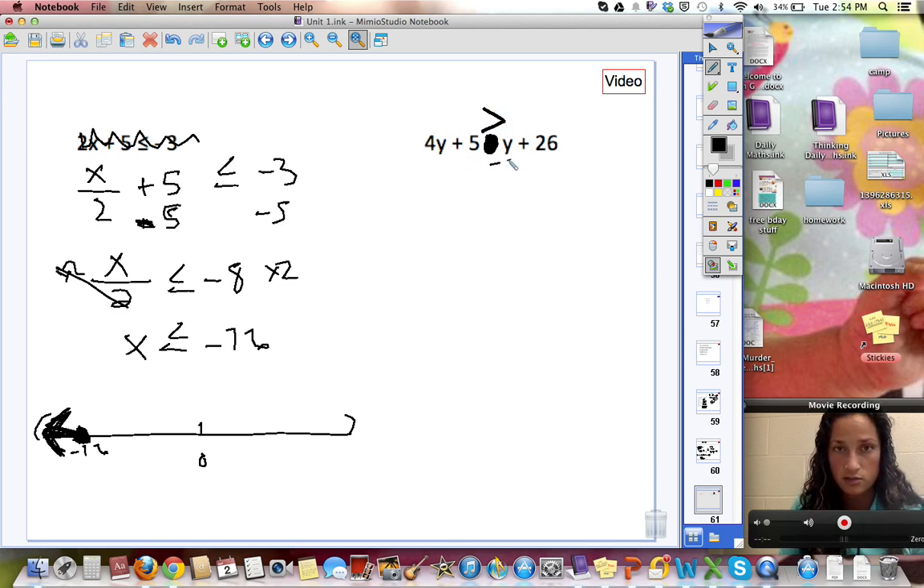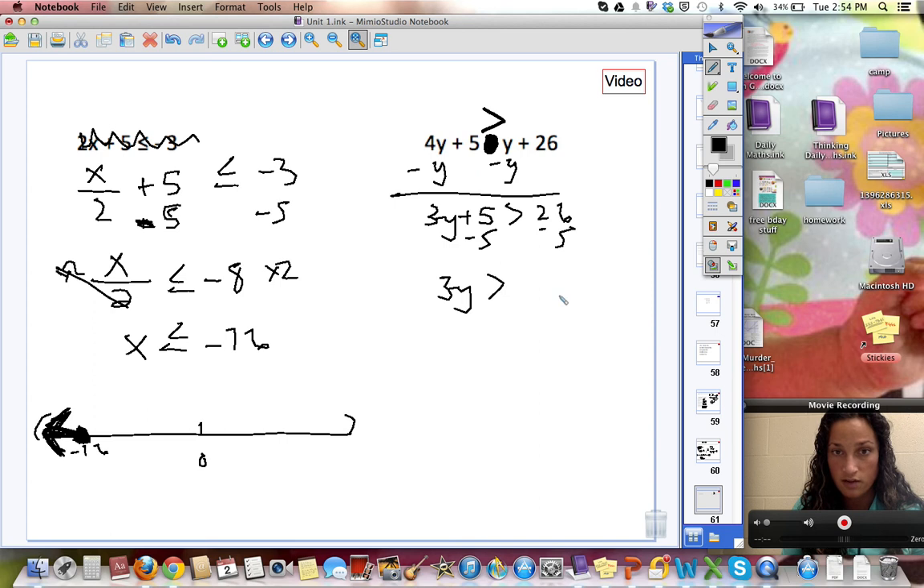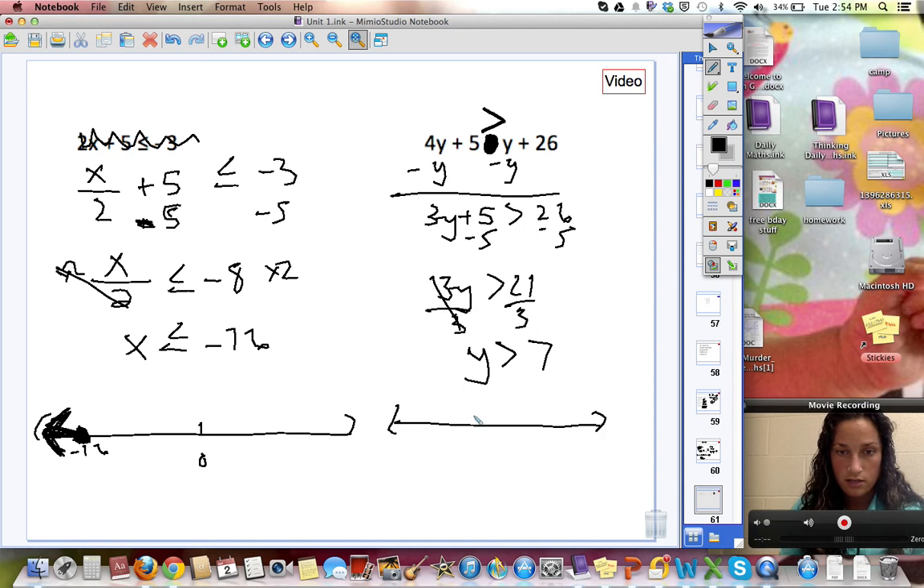So here I'm going to solve. I'm going to subtract a y minus y. So I have 3y plus 5 is greater than 26, minus 5 minus 5. So I have 3y is greater than 21, divide by a positive, divide by a positive. So it stays the same way, and this is 7. So here's 0, let's say this is 7. Since this does not have an equal to, this is just greater than, it is not greater than or equal to. It is an open circle. I do not fill it in like that one. And then it's still pointing this way.